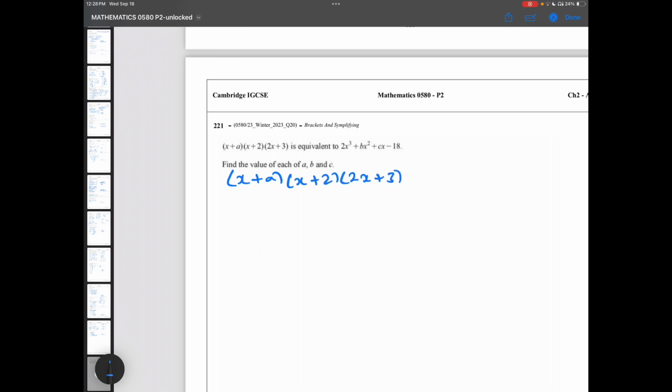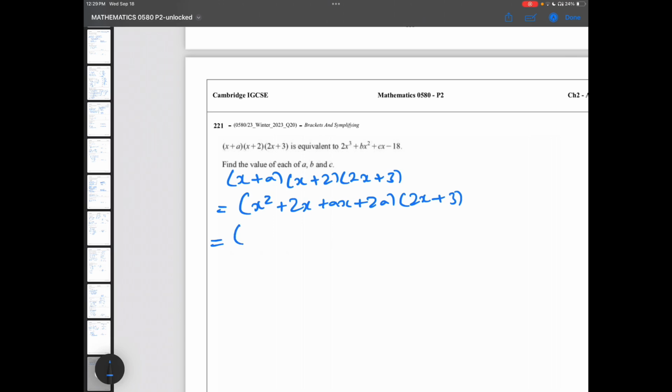First multiply x plus a whole into x plus 2 whole. So x into x is x square and x into 2 is 2x. A into x is ax. A into 2 is 2a. Now this gets multiplied by 2x plus 3.